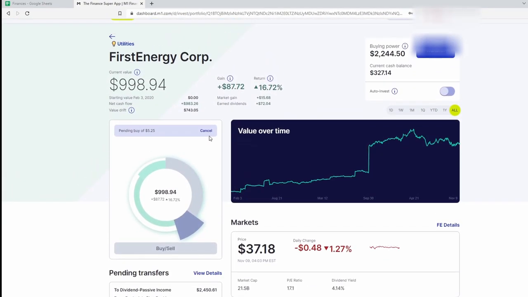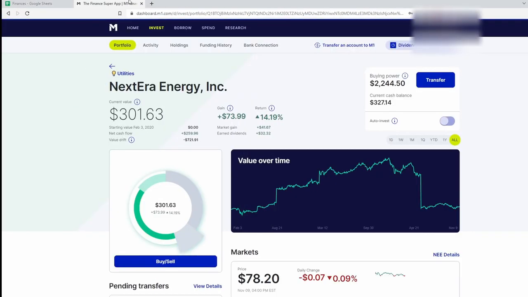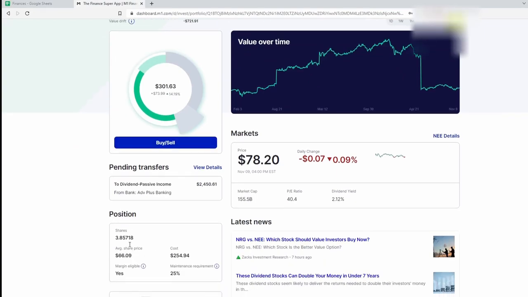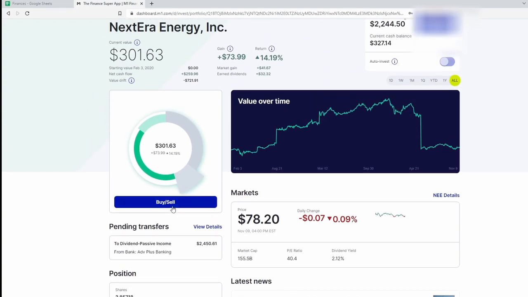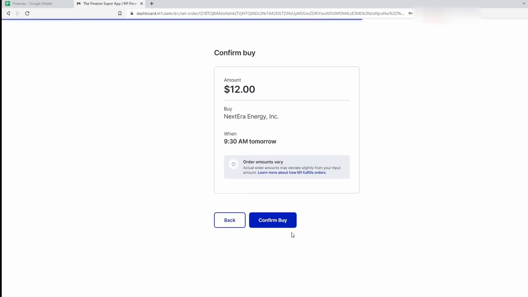Awesome. Okay, great. First Energy is $5.25. Next, we got NextEra Energy, round that, $12. So let's hit confirm. Actually, what was my average price? Wow, $66. Look at that. That's COVID lows right there. All right, $66. That's crazy. So what is this? $12. So let's invest $12 now.